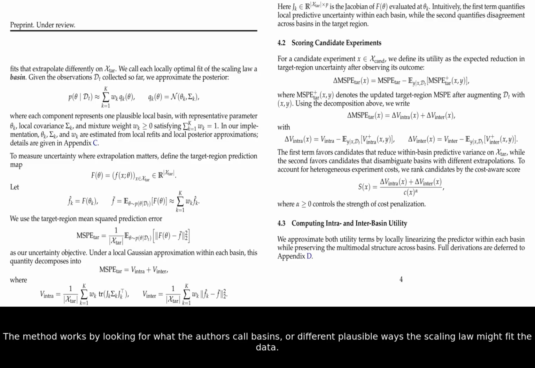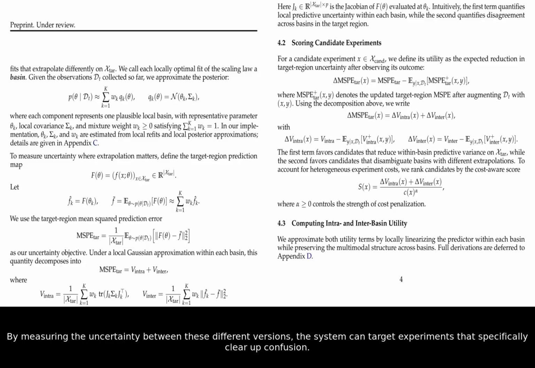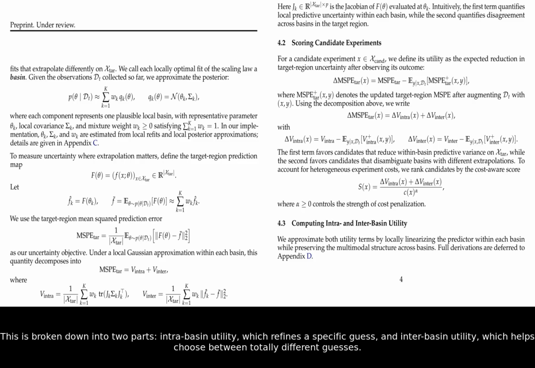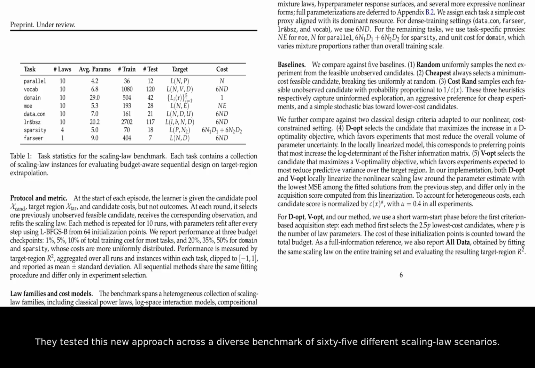The method works by looking for what the authors call basins, or different plausible ways the scaling law might fit the data. By measuring the uncertainty between these different versions, the system can target experiments that specifically clear up confusion. This is broken down into two parts: intrabasin utility, which refines a specific guess, and interbasin utility, which helps choose between totally different guesses. They tested this new approach across a diverse benchmark of 65 different scaling law scenarios.